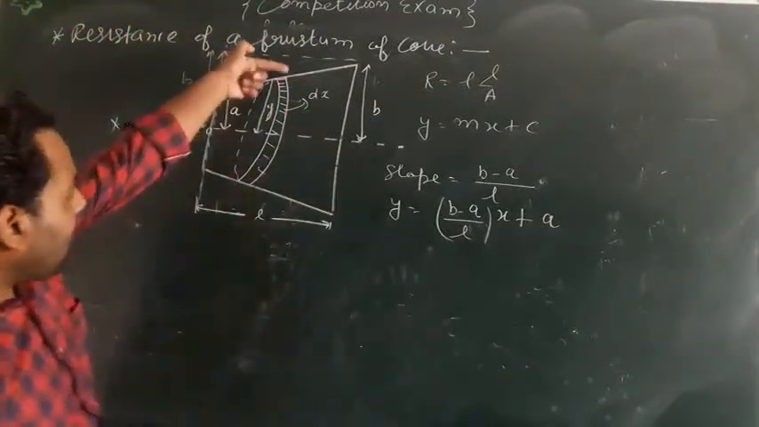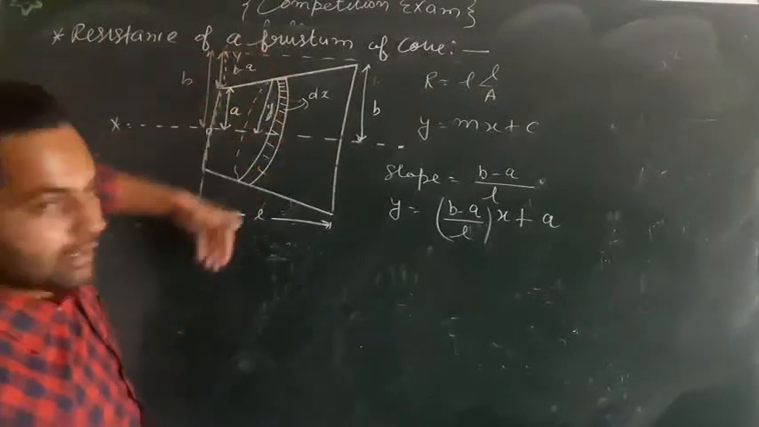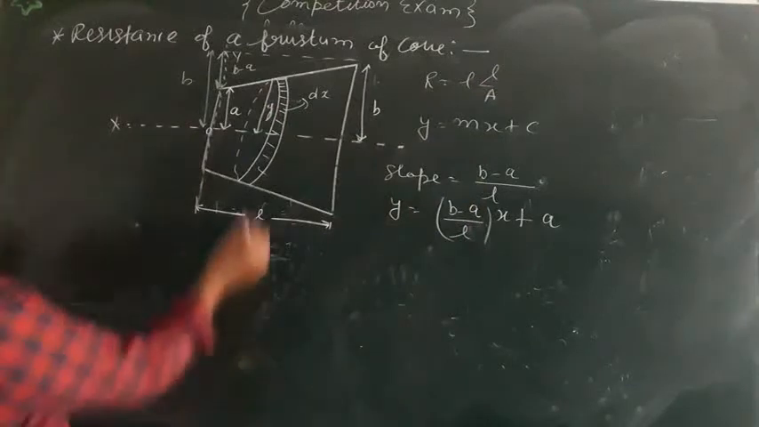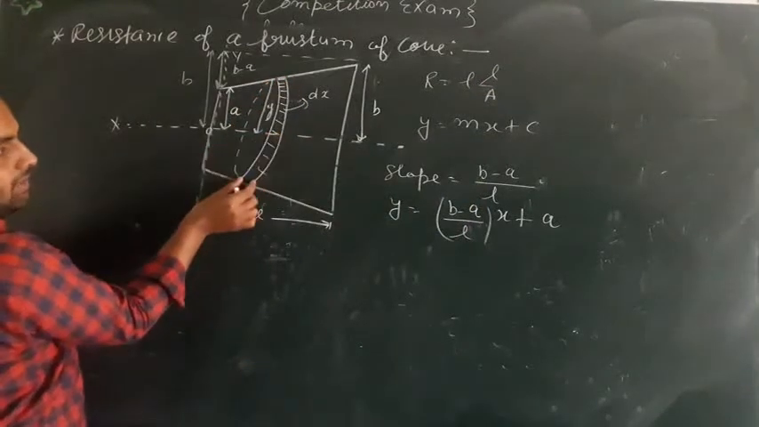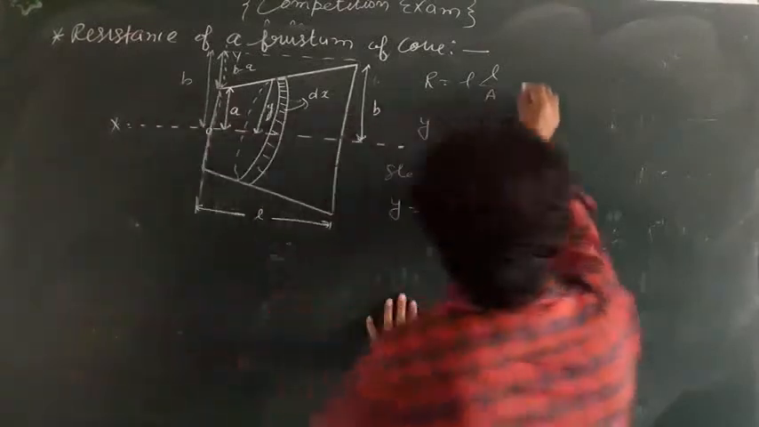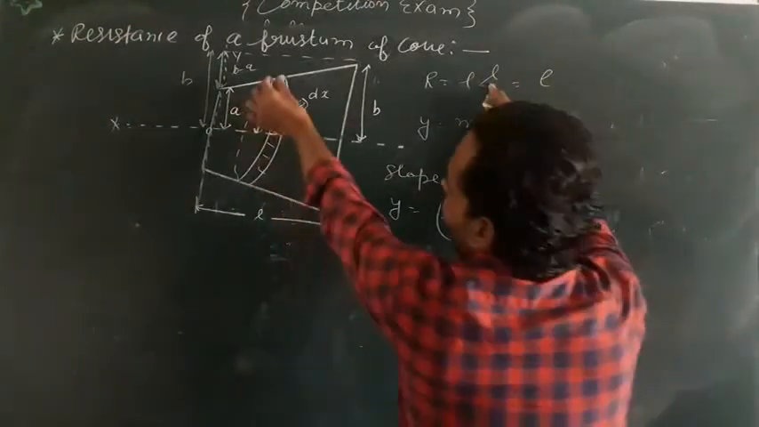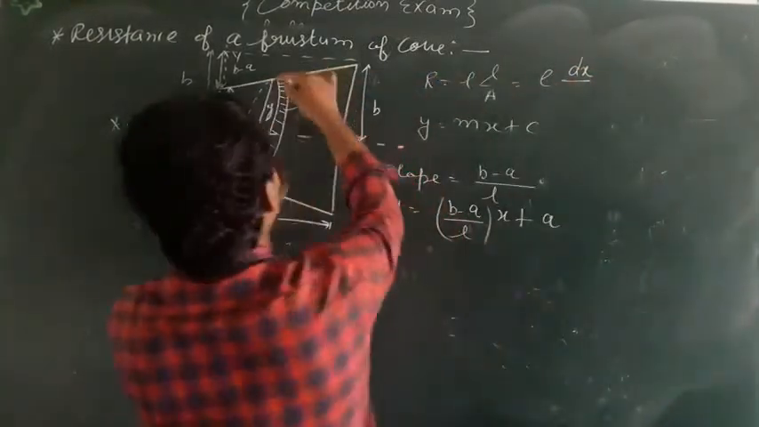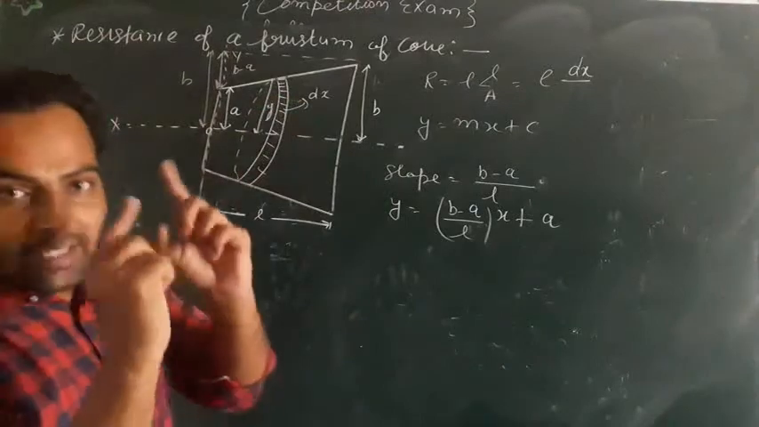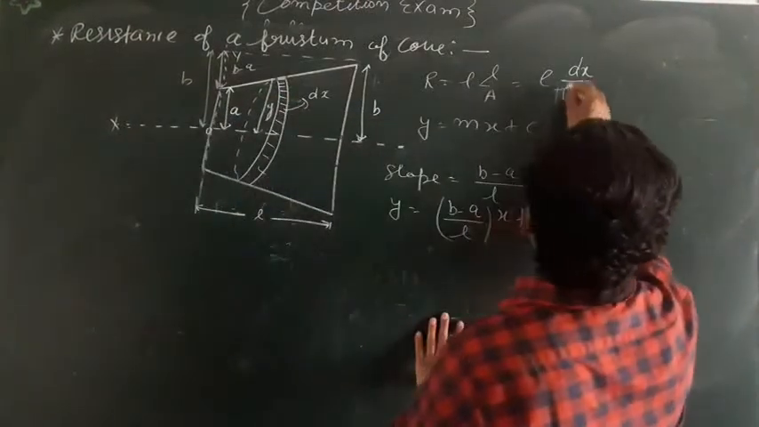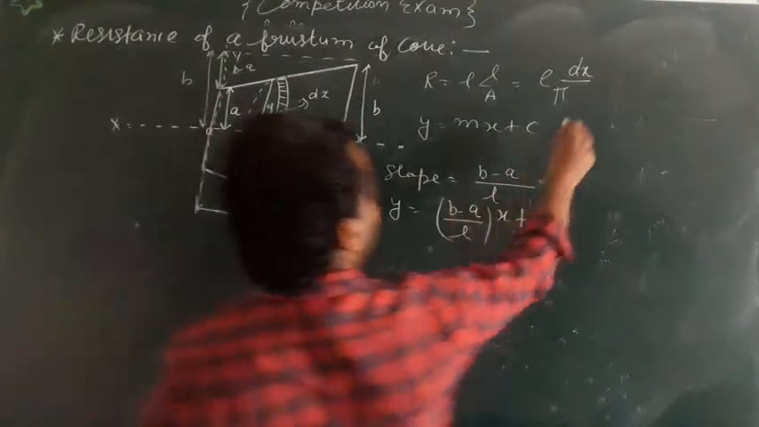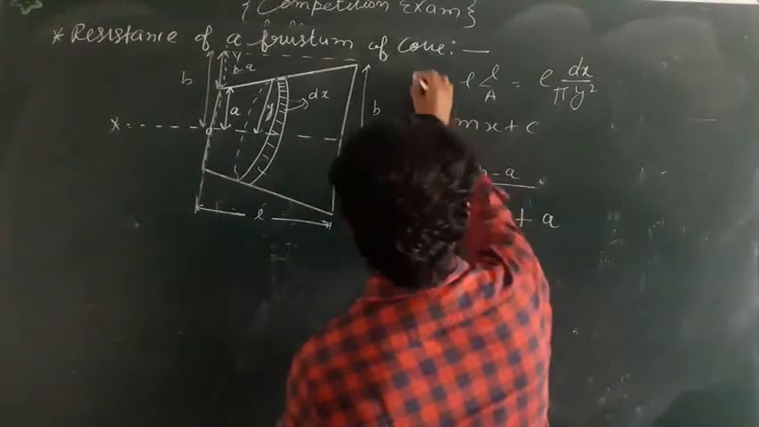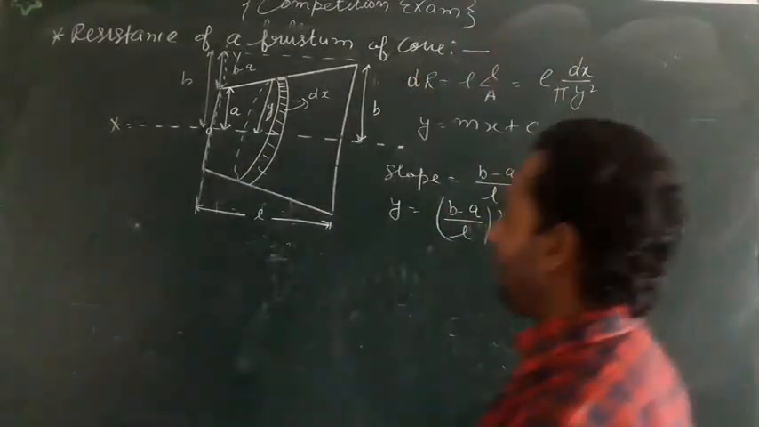So what is the resistance of that element? We know that R is equal to rho L upon A. Clear? So the length of that element is dx, and its area we will write here. R is equal to, what is the length? Its length is dx. So dx divided by its area. Its radius is y, and this is a circular element, so its area is pi r square. What is r? R here is y. So this is pi y square. Clear? And we know that this element is small, so its resistance is dr.